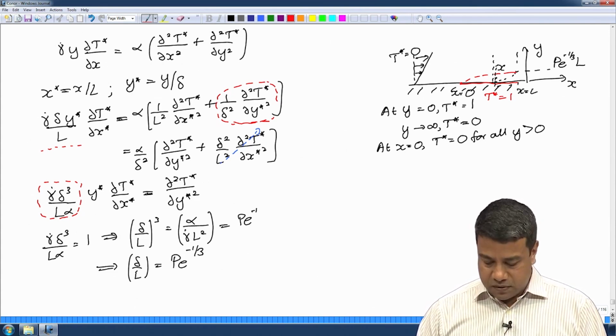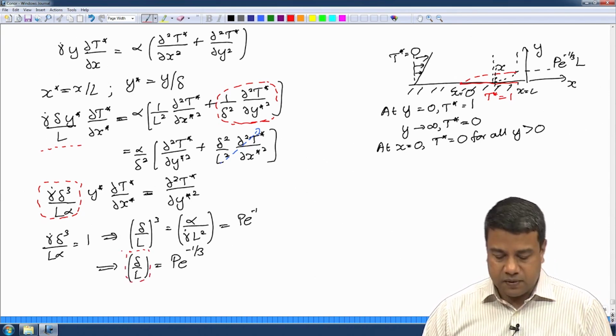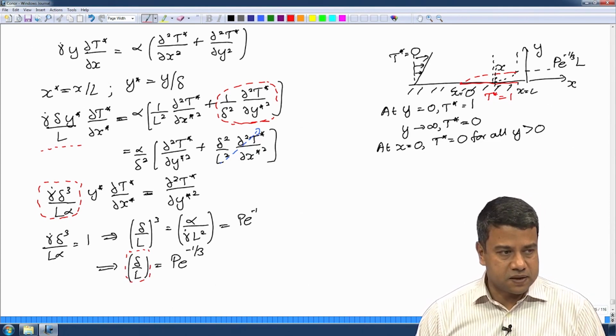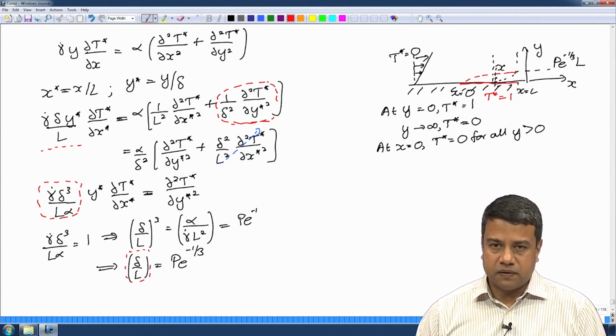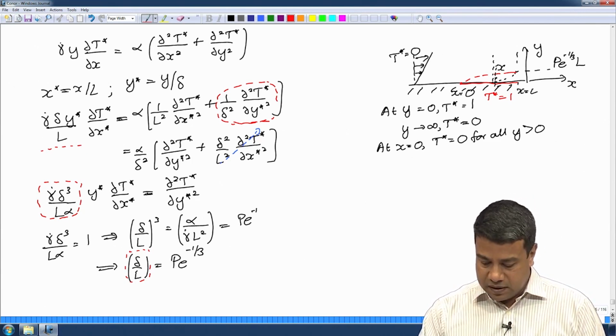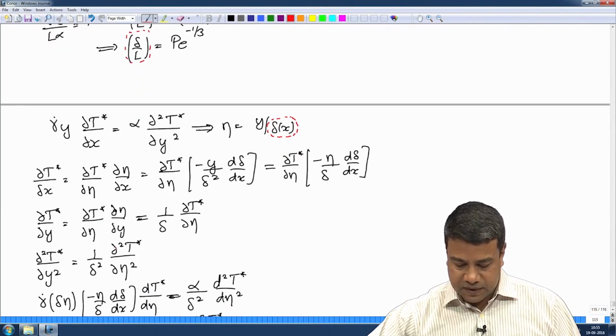If you balance those two, you will find that the boundary layer thickness goes as Peclet number to the minus 1/3. On the left side, in the convection term, if I scale it, I have a Peclet number times delta, because the velocity itself is proportional to delta close to the surface. On the right side I have 1 over delta squared, and balancing those two, you find that the boundary layer thickness goes as Peclet number to the minus 1/3.